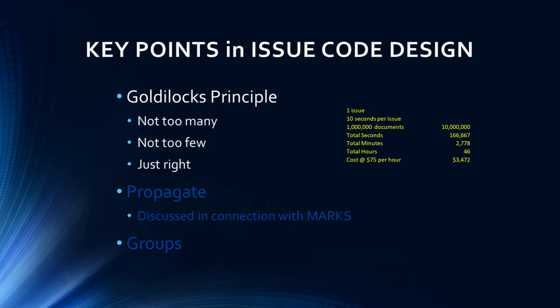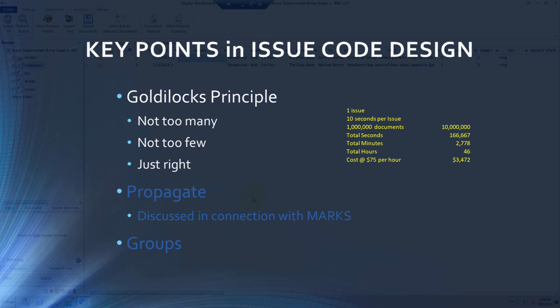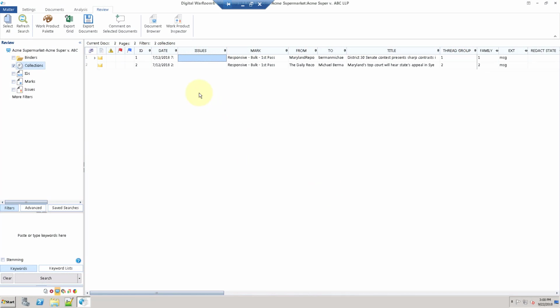Before codes can be applied, they need to be designed and created. Many people are tempted to create large numbers of codes, but when human reviewers are applying codes, large numbers increase cost and error rates. The porridge should not be either too hot or too cold. There are 3 ways to apply issue codes.